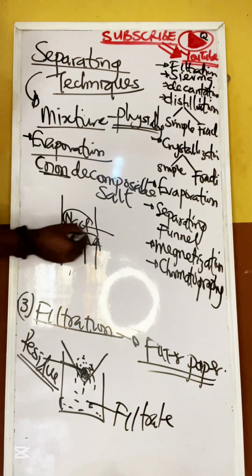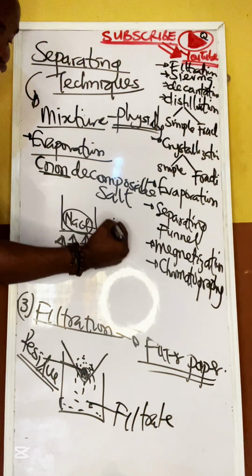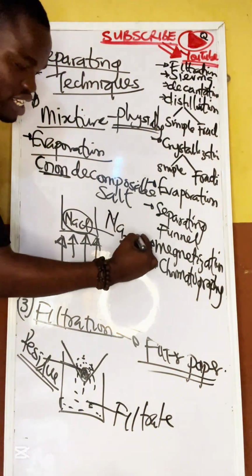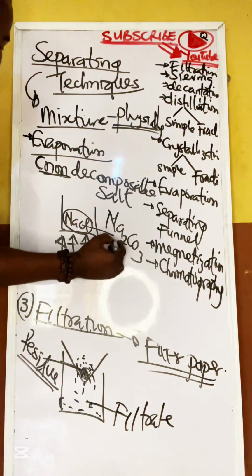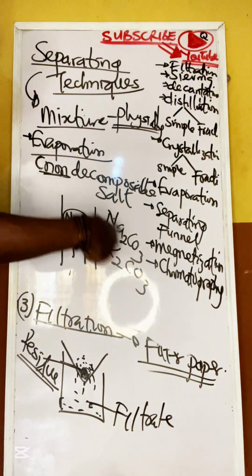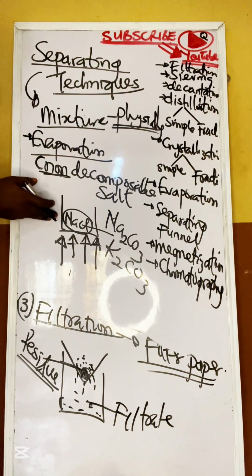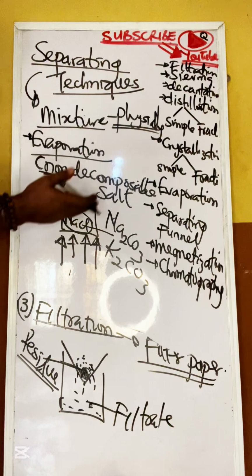So for instance, NaCl is not decomposable. Or a very fantastic one that is not decomposable, because this one you need it. Na2CO3 is not decomposable. K2CO3 is not decomposable. Please take note of this. So for instance, the reason why I'm using NaCl salt is because it's your normal salt at home.